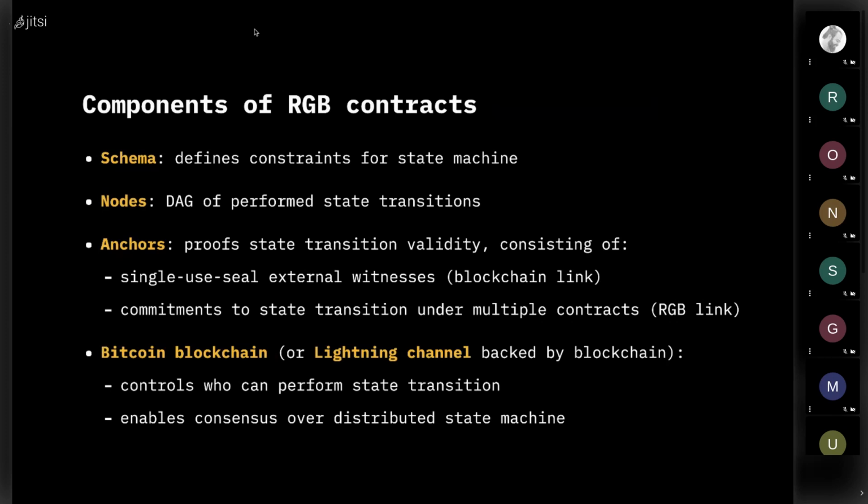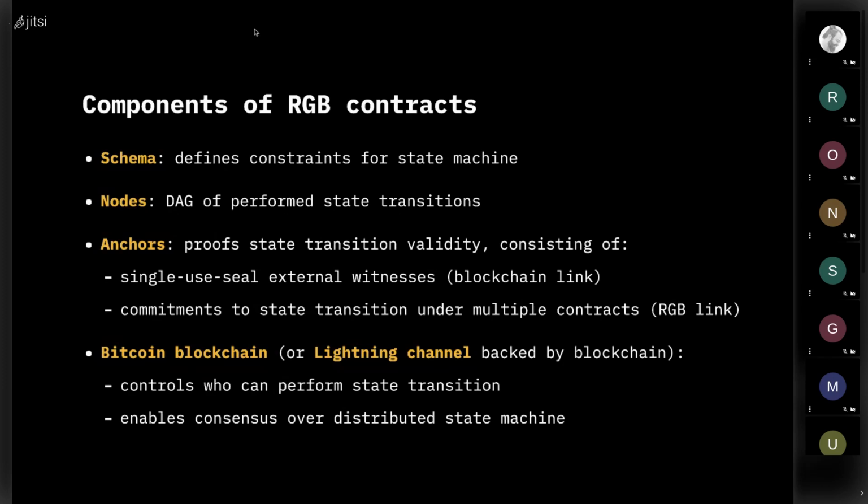They bring these two worlds together by containing two components. First of all, the single-use-seal external witnesses, which allow you to prove that the single-use-seal inside the blockchain was closed correctly, and the commitments to the state transition under multiple smart contracts, which committed to the single blockchain transaction. This links to RGB, and the first links to blockchain. So anchors put these two things together in one single data structure.